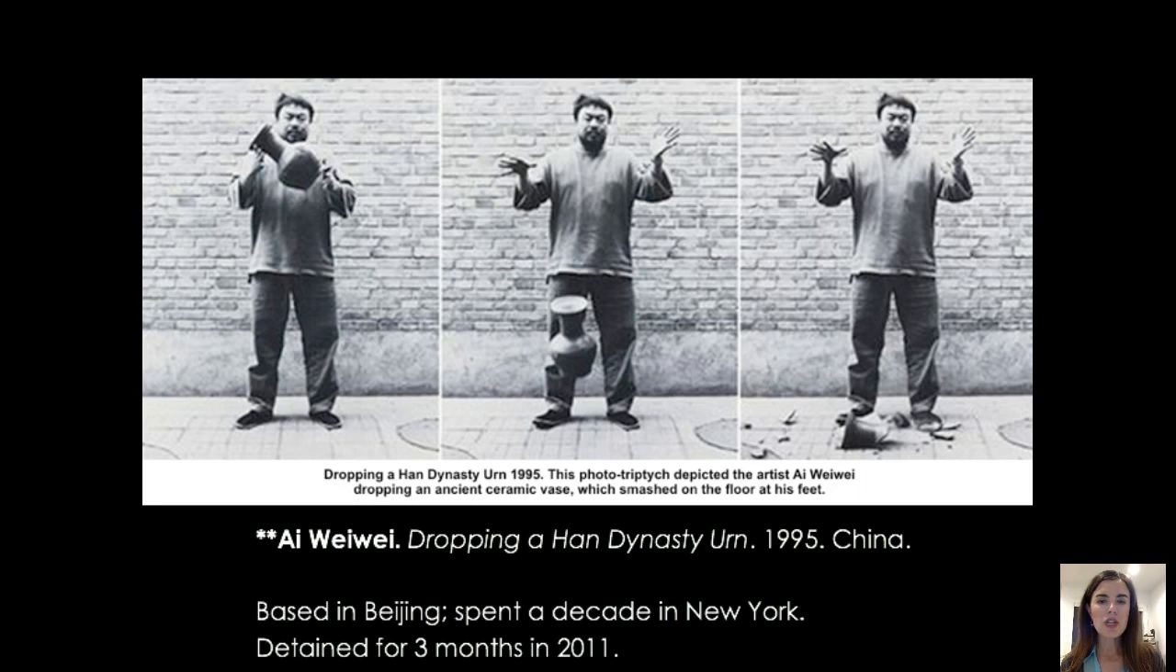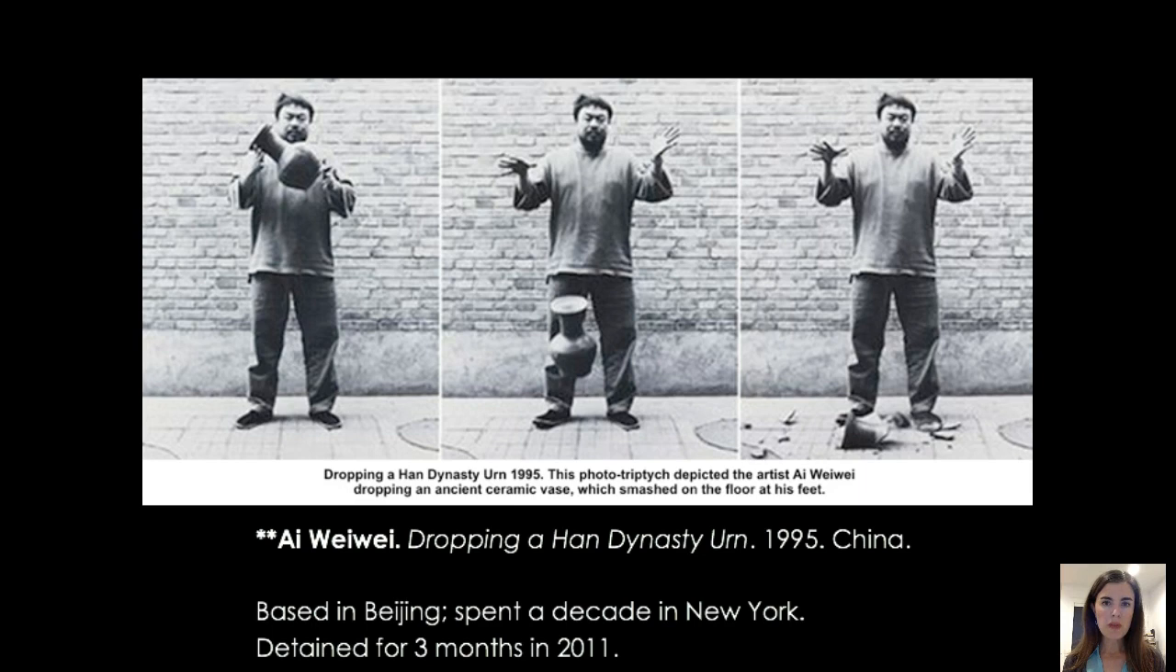He is based in Beijing, but spent a decade in New York, so he definitely has a heavy Western influence and has been exposed to a lot of Western art. So while his art has been greatly appreciated, it also shows this mocking of Chinese culture, which a lot of individuals in China aren't necessarily comfortable with.